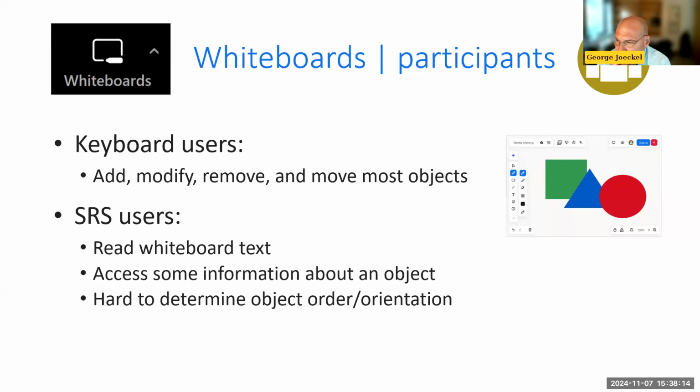Let's say if you had shapes that you were using in a flow chart or a process, it might be hard for them to determine that orientation. So it's just something to keep in mind.